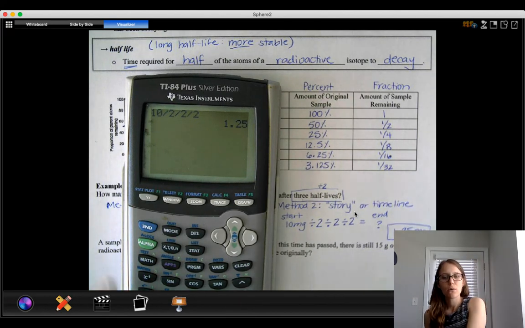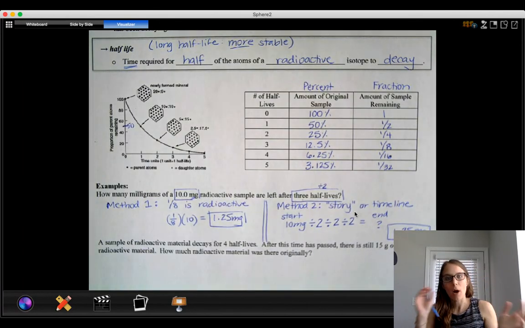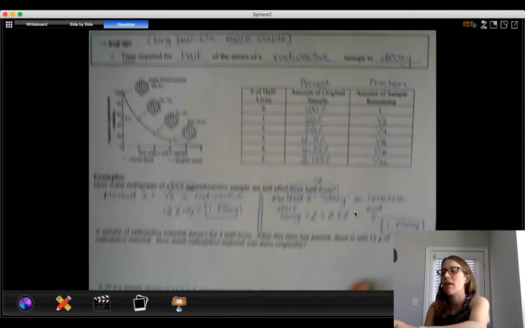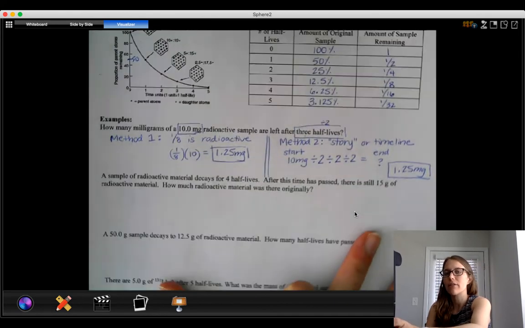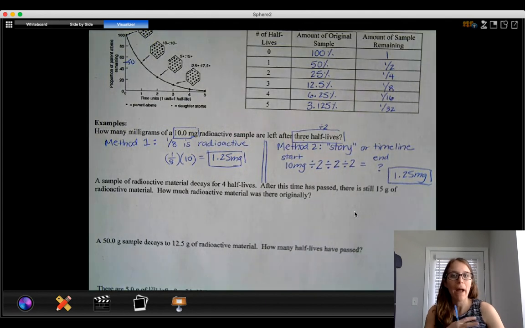Okay. I like the story or the timeline method just because it is going to help you when the problems start to look a little bit different and they're written a little bit differently, or we're solving for a different variable. If you kind of know what the story is, then you can work backwards or forwards through the problems.